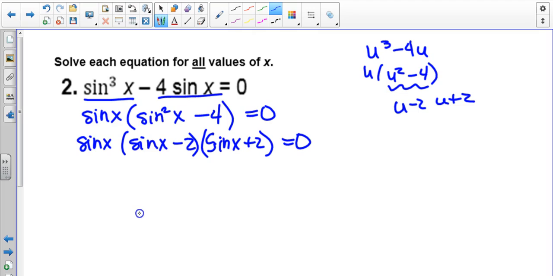Okay? Now what? We are using our zero product property. Did you know that? We're going to set each one equal to 0. So sine x equals 0, or sine x minus 2 equals 0, which would make sine 2, or sine x plus 2 equals 0, which would make it negative 2.